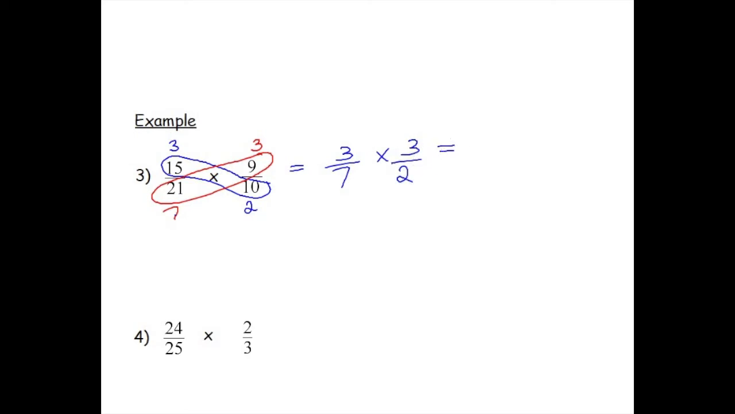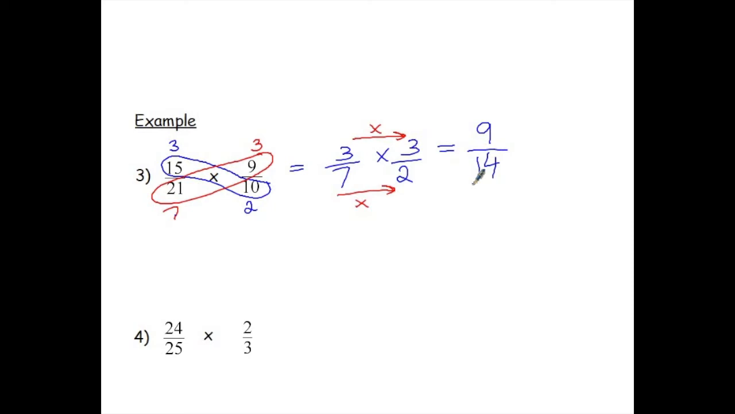And again, multiplying fractions, times the tops and you times the bottoms. 3 3s are 9, 7 times 2 is 14, and there is no number that goes into both of these. So 9 over 14 is our answer here.